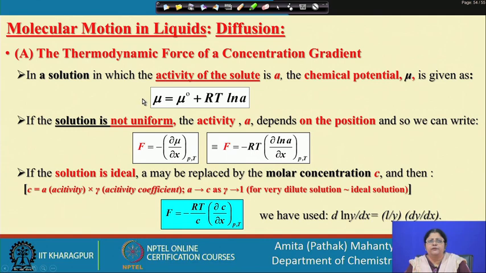For a solution of an electrolyte having some concentration, if the activity of the solute is represented by A, then the chemical potential of the solution is equal to mu naught, that is of the pure solvent, plus RT ln A. So, A is the activity of the solute, and mu is the chemical potential of the solution. So, the chemical potential of a solution can be related to the activity of the solute in the medium by this expression.